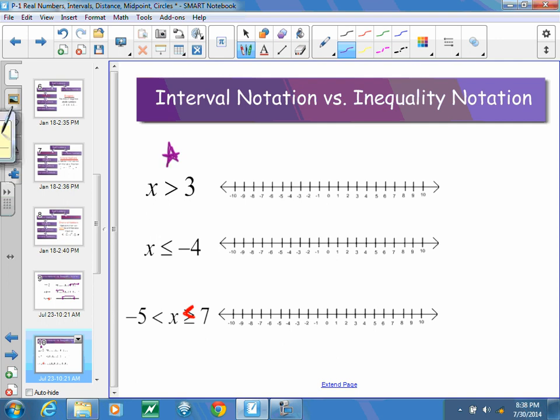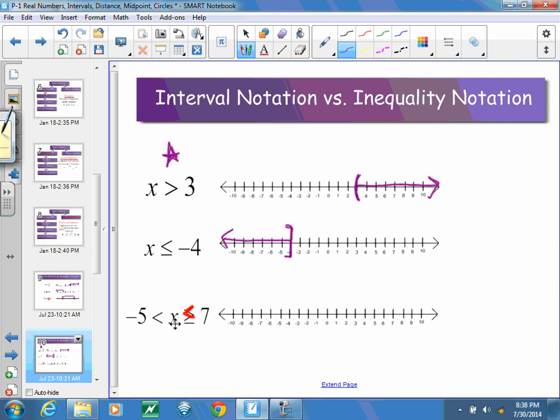So x is greater than 3. Rather than having an open circle and filled in to the right, what they're going to use here is a parenthesis, and then they're going to fill it in to the right. So rather than an open circle, a parenthesis is being used. If it is a less than or equal to, greater than or equal to, we're going to use a bracket. So x is less than or equal to negative 4, so I'm going to use a bracket, and then I'm going to fill it in to the left.